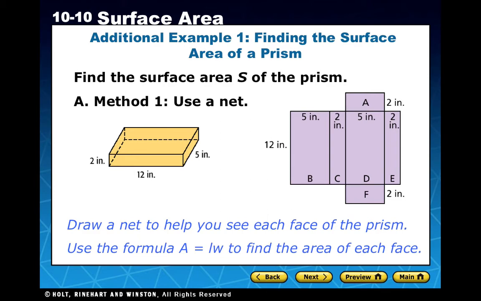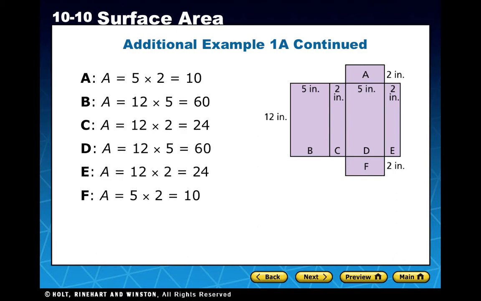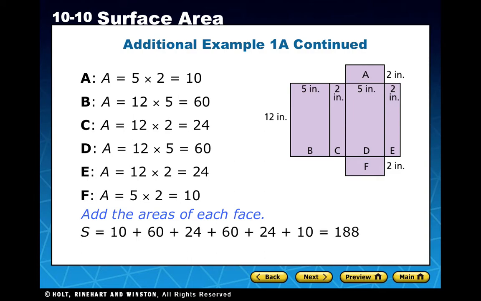So of course the area of a quadrilateral is length times width. So for A and F, since it's the same, we'll do 5 times 2. For B and D, we'll do 12 times 5. And for C and E, we'll do 12 times 2. So at this point, you could just multiply each of those times 2. And then we're going to add all of them together. You should get 188 inches squared. So the surface area, the area of all of the surfaces of the figure, is 188 inches squared.